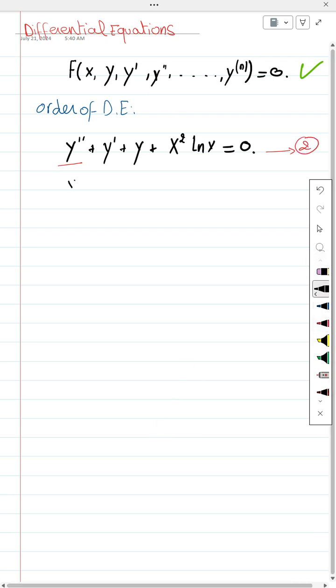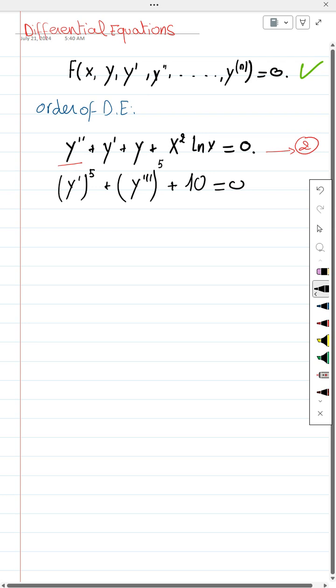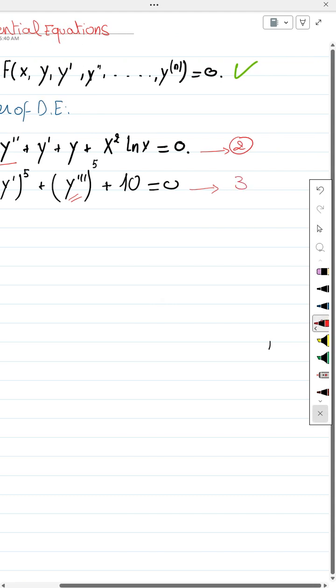Another example: y prime to the power of 5 plus y third prime to the power of 5 plus 10 is equal to 0. In this example, we have the first derivative and we have the third derivative, so the highest is the third derivative, and so the order is 3.